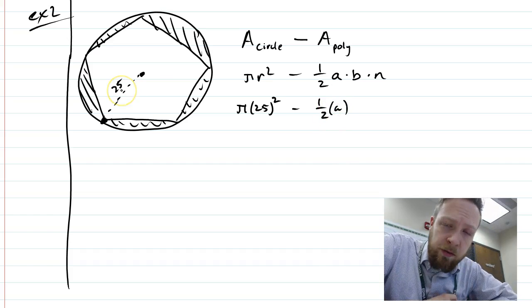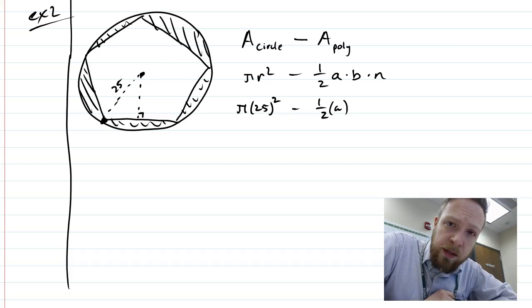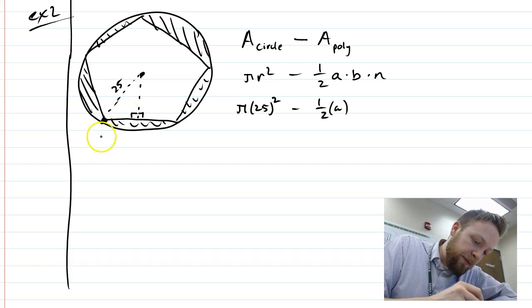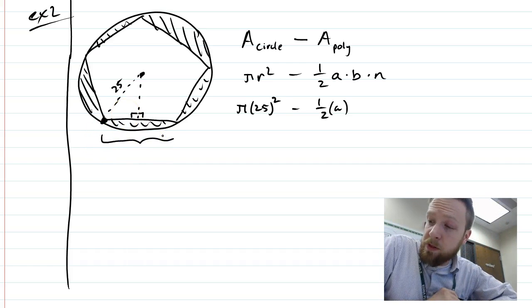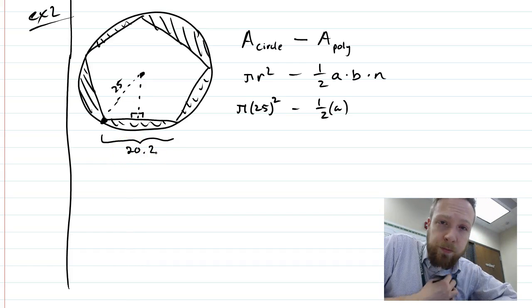You might be tempted to say 25 is your apothem, but remember your apothem goes straight down to the side and makes a right angle with the base side. So what we have here is actually a right triangle that we can solve. Oh, I'm forgetting to give you guys one important piece of information. The base side is 20.2 units.